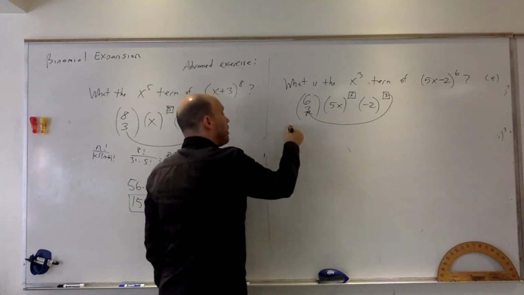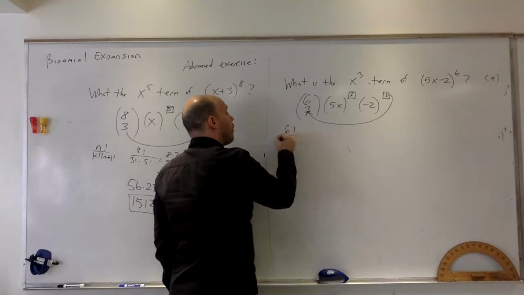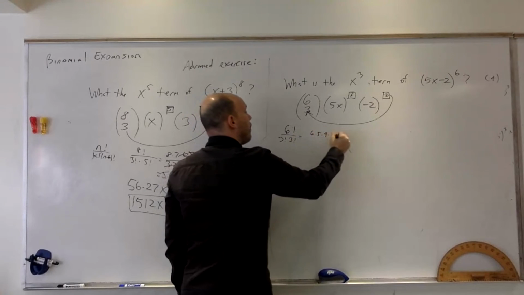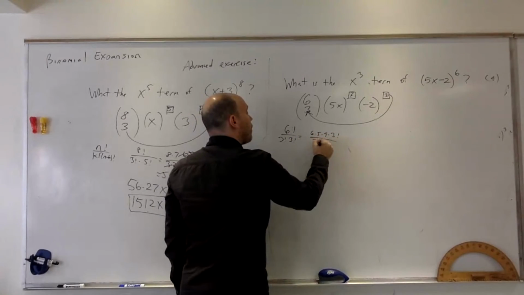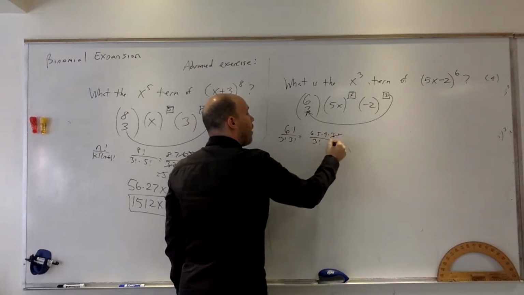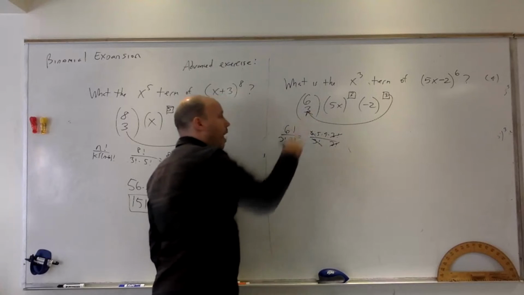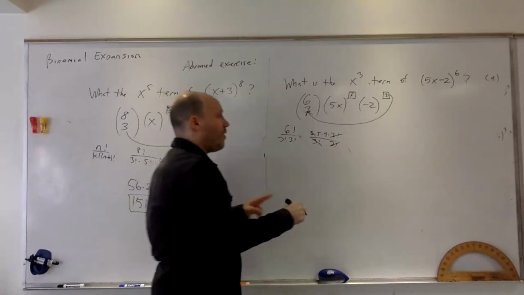So we're done. Figure this out. Let's see, 6 factorial over 3 factorial times 3 factorial. We have 6 times 5 times 4 times 3 factorial over 3 factorial, 3 factorial. That goes out with that. This goes out with this. So we have 20 times 120.